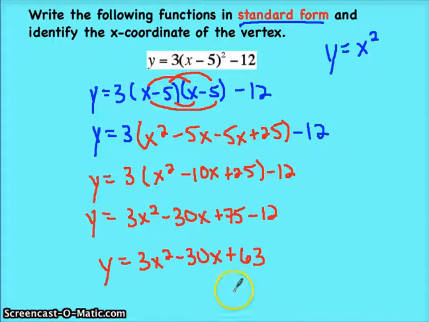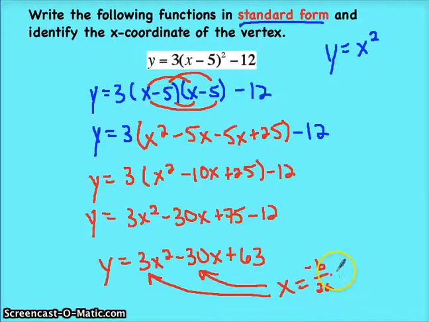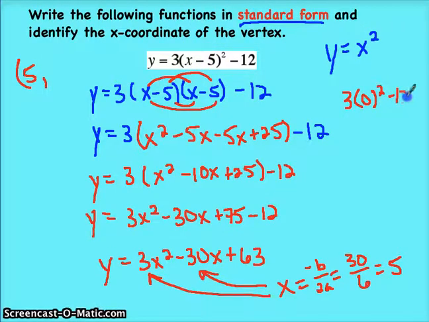Now remember, to find the x-coordinate of the vertex, we're going to grab our a value over here and our b value, and remember that x equals negative b over 2a will get us the x-coordinate of the vertex. So negative b will be 30 over 2 times a would be 6, and the x-coordinate of our vertex is going to be 5. Take that 5, plug it back into our original equation. 5 minus 5 would come out to 0. So essentially you've got 3 times 0 squared minus 12. Well, 3 times 0 squared is just 0, which leaves you with negative 12.